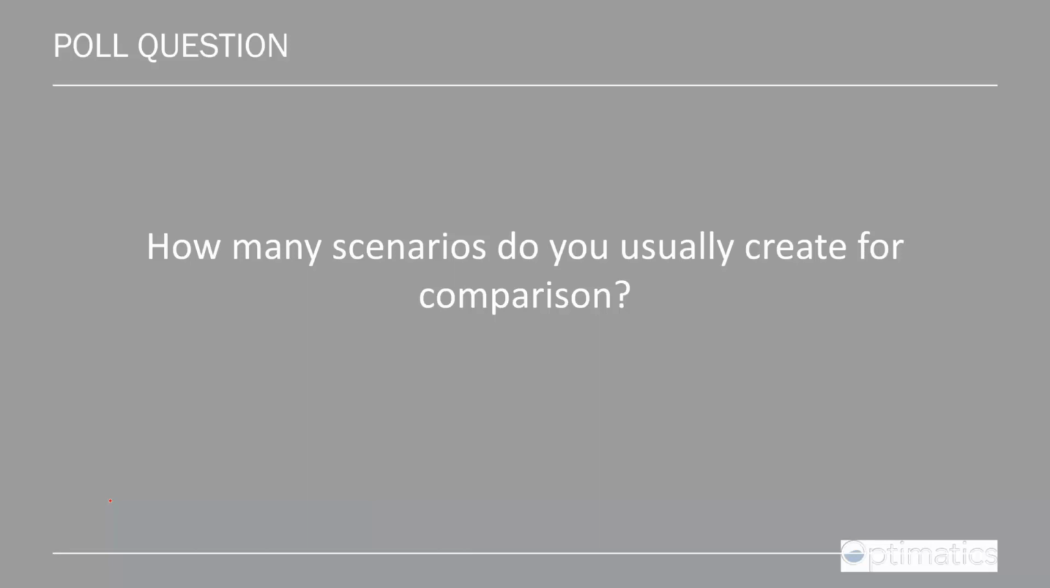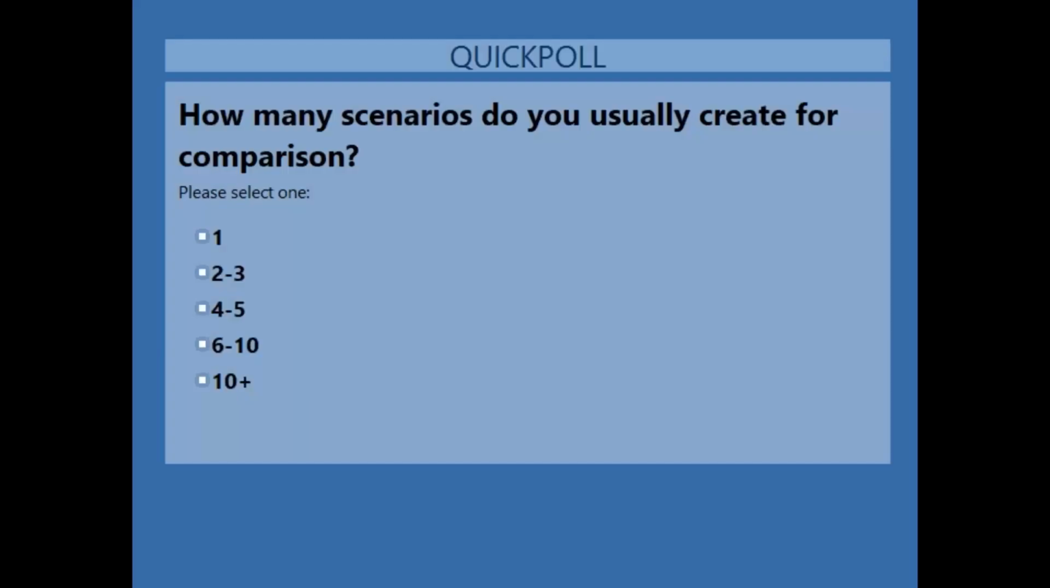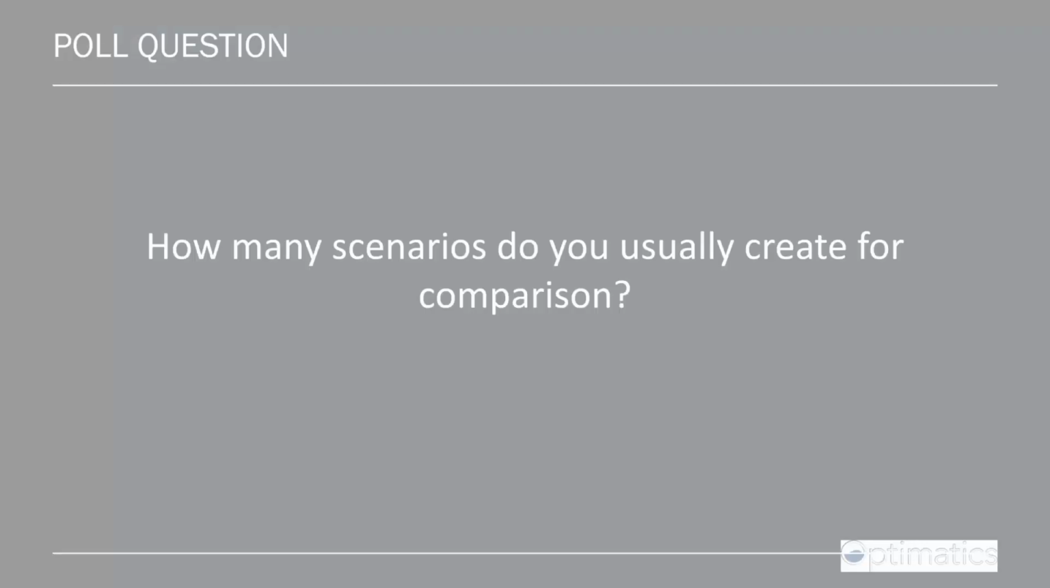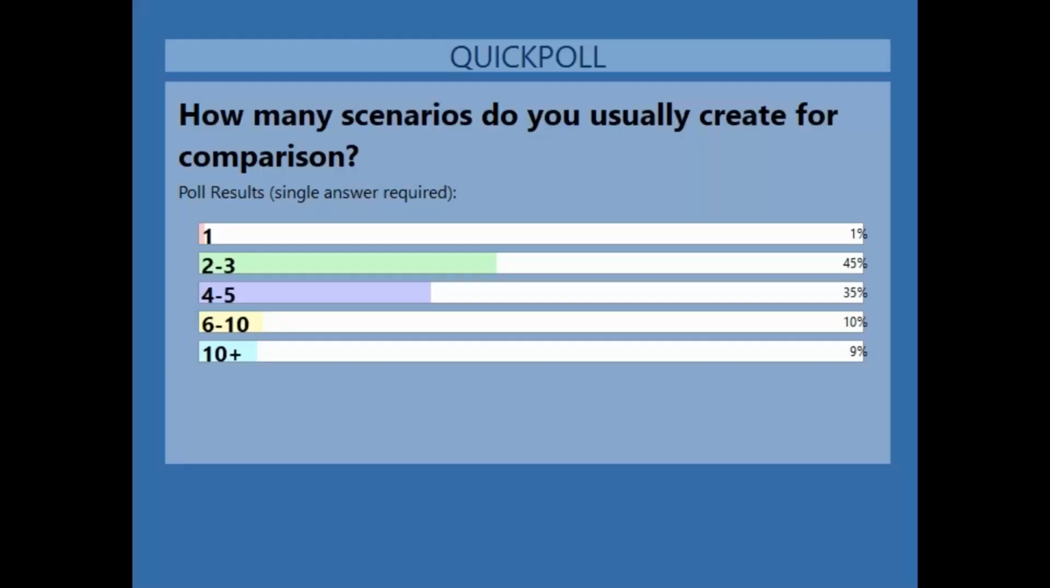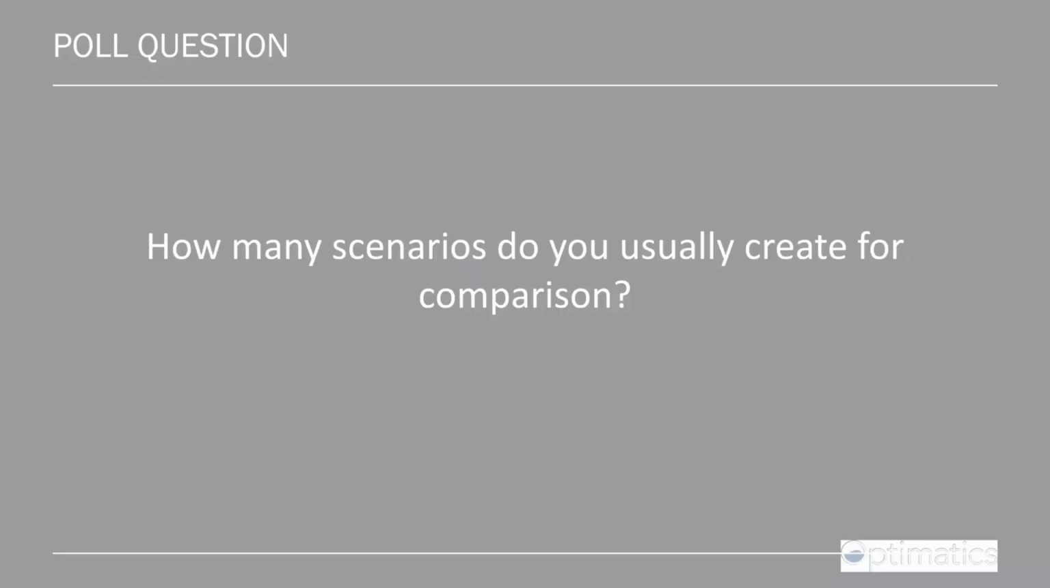So I think we've got a bit of a multiple choice here. Is it 1, 2 to 3, 4 to 5, kind of getting an idea of how many scenarios you consider. So we'll give people a couple of minutes to equalize. So most people, we've got sort of 45% at the 2 to 3 scenarios and 35% in 4 to 5. So we're looking somewhere more than 1, but probably less than 5, and a couple of people are looking at more than that.